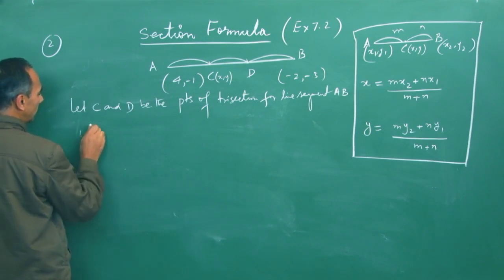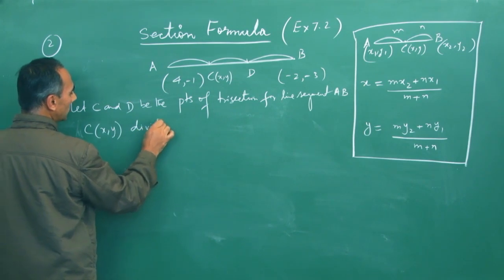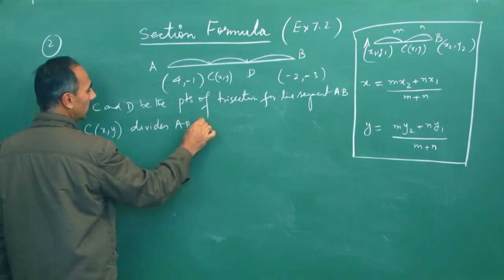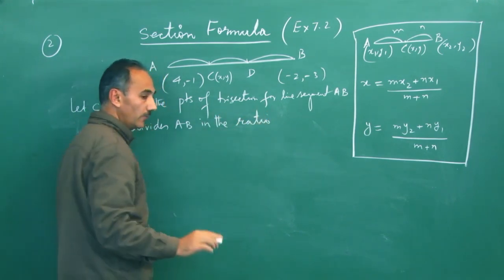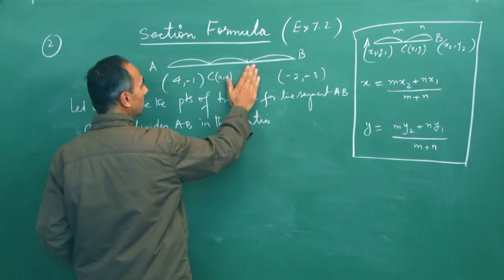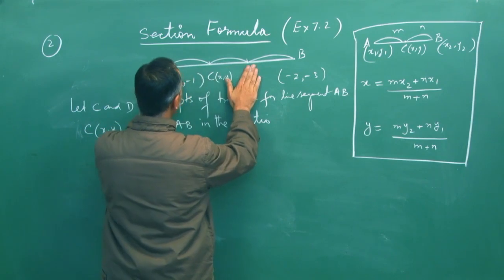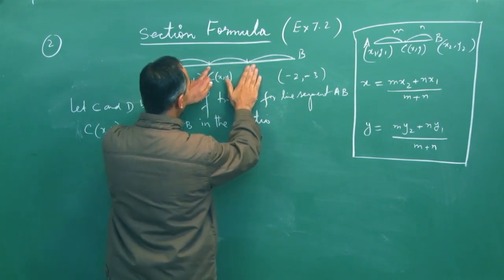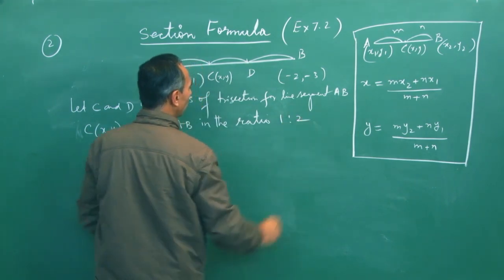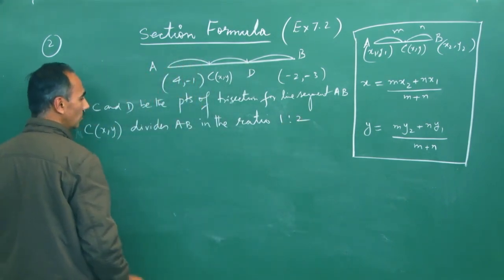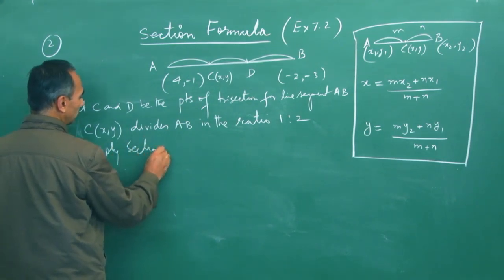So we say C, whose coordinates are x comma y, C divides AB in the ratio. Now in what ratio is C dividing AB? Forget D for the time being. C is dividing AB in the ratio 1:2 because this is 1, 1, 1. So if you say this up to this one part and two parts, it divides in the ratio 1:2. So what you do, you apply the section formula.